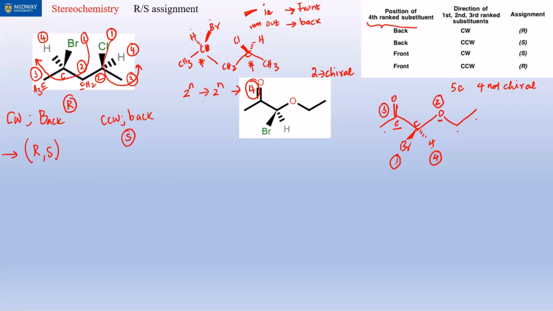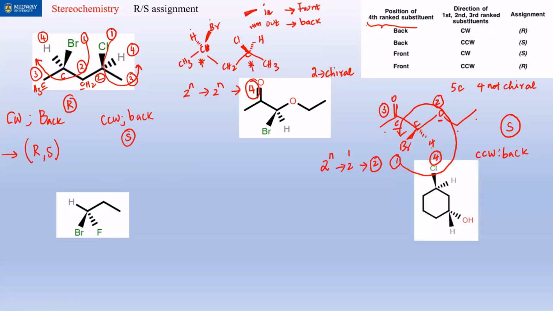Now connect the 1, 2, 3. You can only connect it in a counterclockwise manner. So CCW, and the 4th ranked substituent is in the back position. So counterclockwise back is S. Because there's only one chiral carbon, how many stereoisomers are possible for this? 2 to the n is 2 to the 1, which is only 2 possibilities. Okay, let's actually do this one because this is easy.